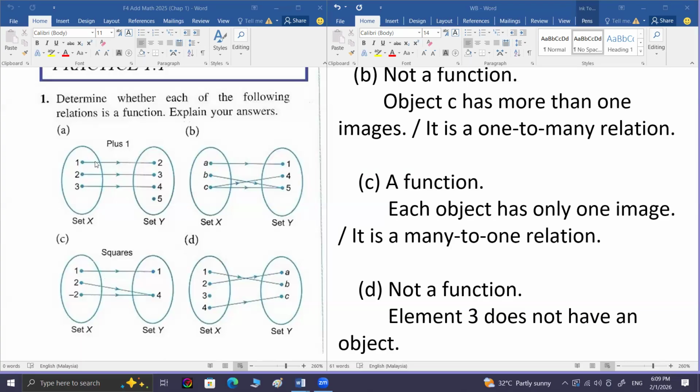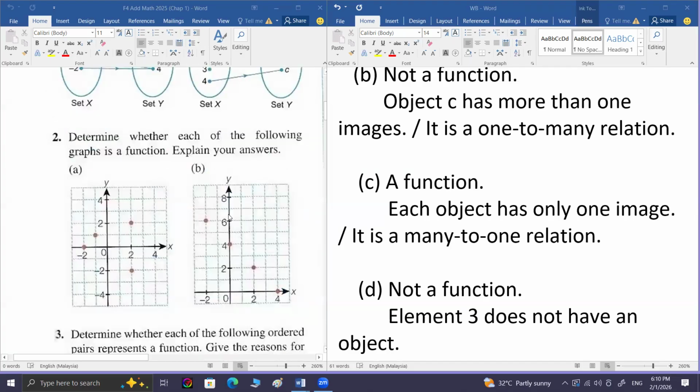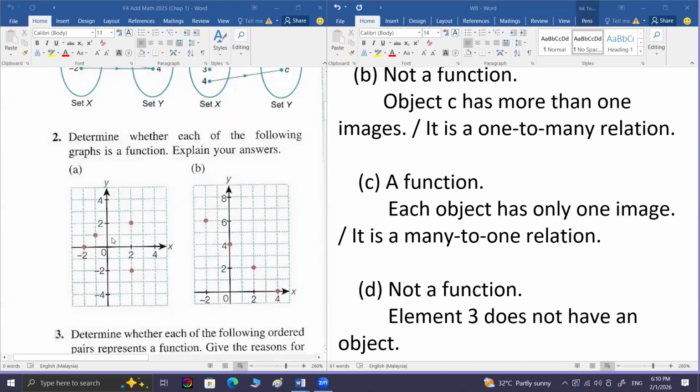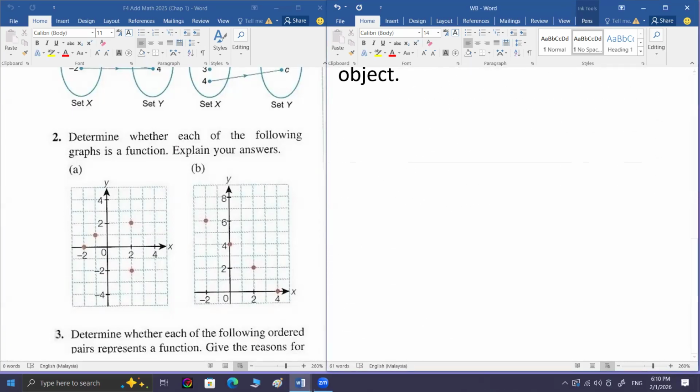This is what we call an arrow diagram. We are given an arrow diagram, so you see whether it's a function or not a function. Now we go to the graph type. Same, you determine whether each of the following graphs is a function and explain your answer. If you're not so sure when looking at the graph, you can convert it to an arrow diagram, then you can see clearly whether it is yes or no. But it's not compulsory that you must convert to an arrow diagram, okay?